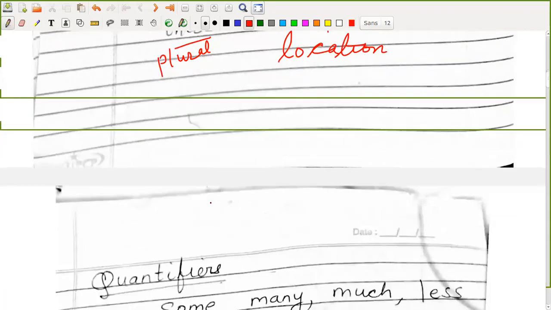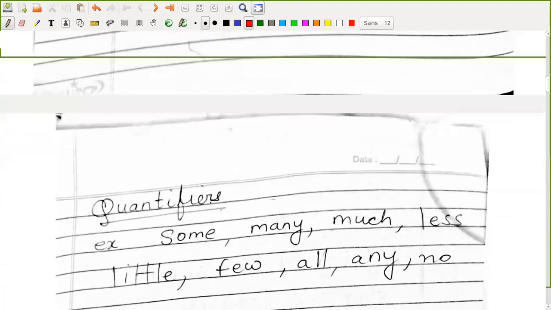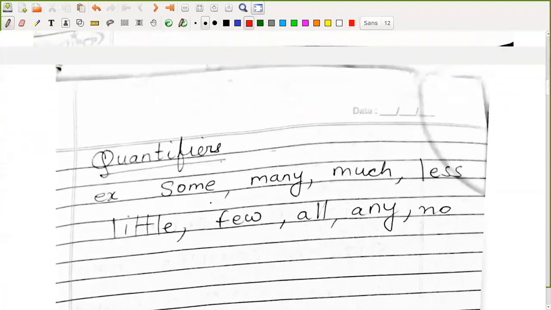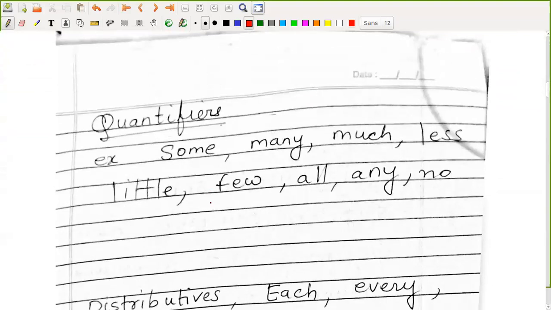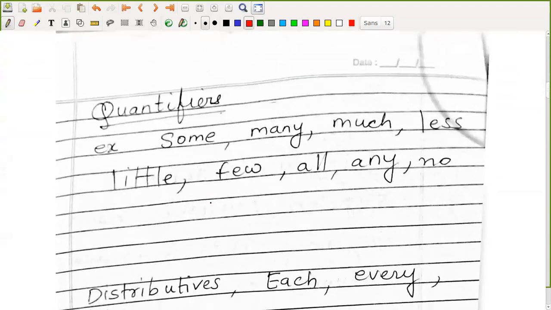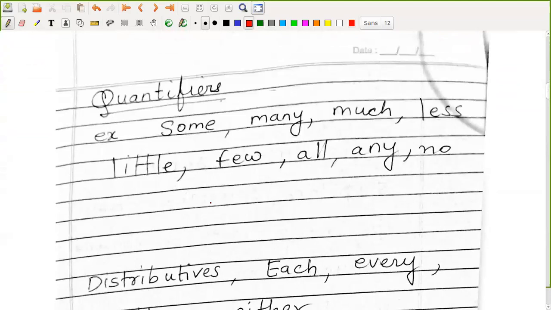Then you have quantifiers, the fourth kind of determiners. First you have the articles, a and the. Then you have possessives, which show belongingness, to whom a person or thing belongs. This is my book. This is her pen. It is making the noun more specific, telling whose pen it is, adding meaning to the noun.